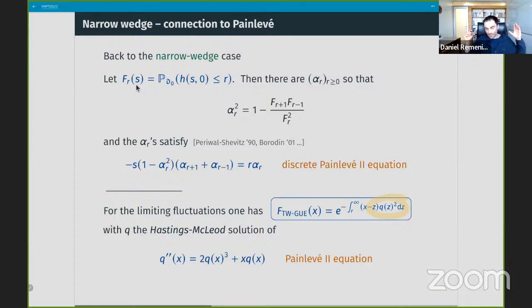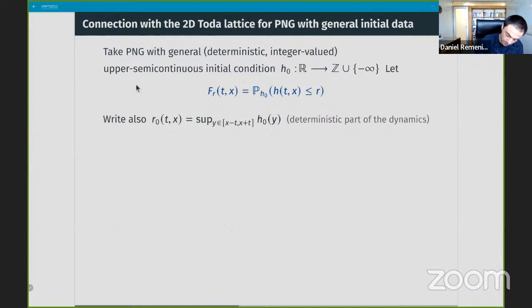Okay, so I'm going to tell you now what's the main result that I want to show today, which is sort of a version of this, but in general. Okay, so there's this differential equation, or this discrete difference equation, being solved in the narrow wedge case. And what we wanted to do is see if we could say something in more generality. Okay, so here is the result. The result is the following. So now I'm going to take PNG, starting with a general initial condition. Okay, so I won't tell you the initial condition.